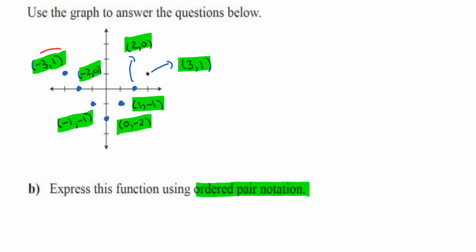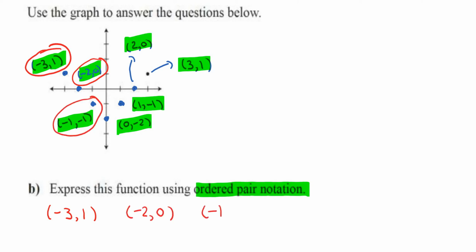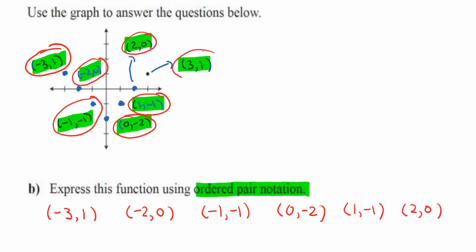So all I have to do here is just circle my key points. For example, -3, 1. That's my first ordered pair. And then I have -2, 0. And then I have another pair of -1, -1. And after that, I just continue writing out the ordered pairs. So I have 0, -2, which is this point right here. And then I have 1, -1. And then I have 2, 0. And then finally, my last point is 3, 1. So there is my function expressed using ordered pair notation.